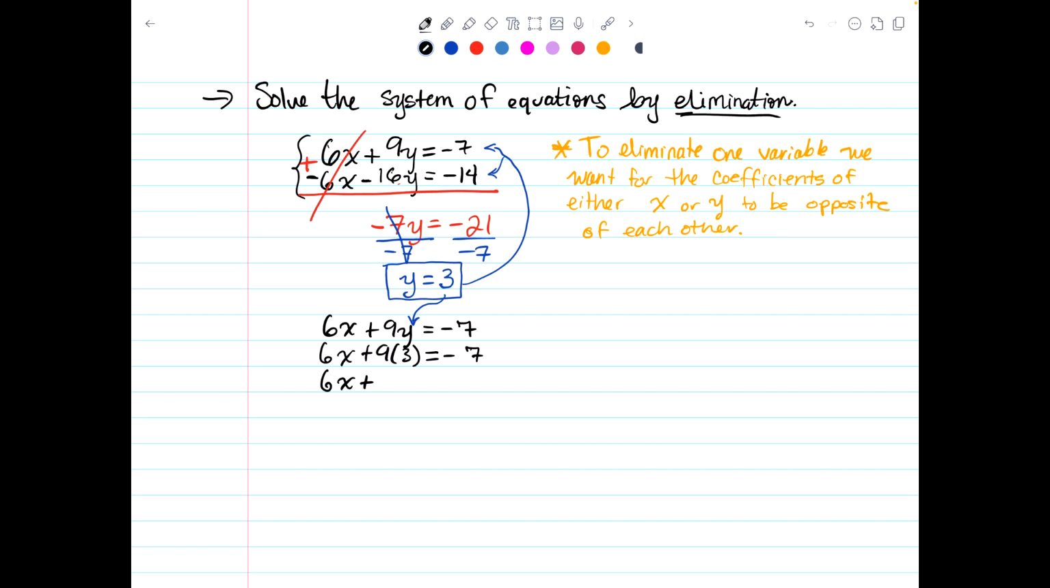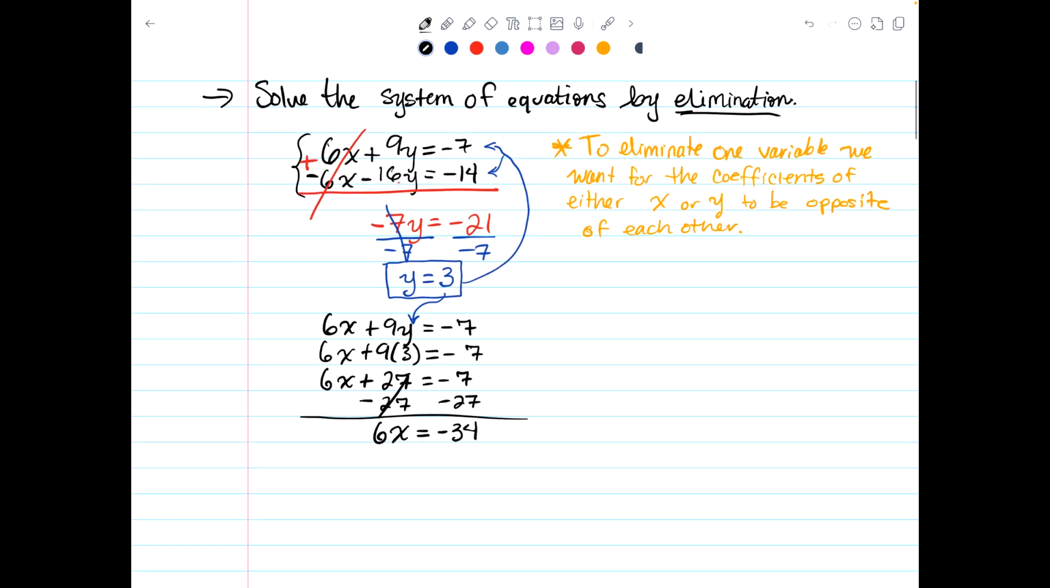6x plus 9 times 3 is 27. That equals negative 7. We're going to subtract 27 on both sides. So 6x equals negative 7 minus 27. That will give us negative 34. We divide that by 6. This cancels out. So we have x equals, well, let's reduce this fraction and see what we get.